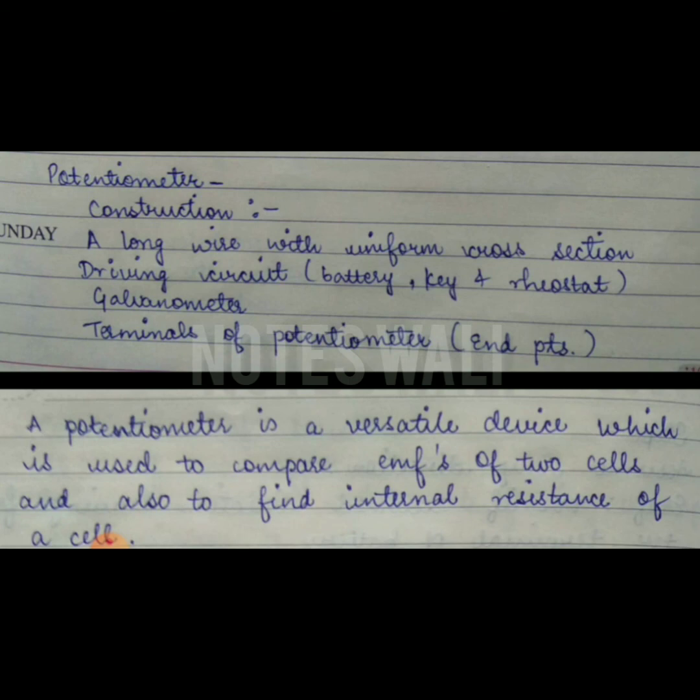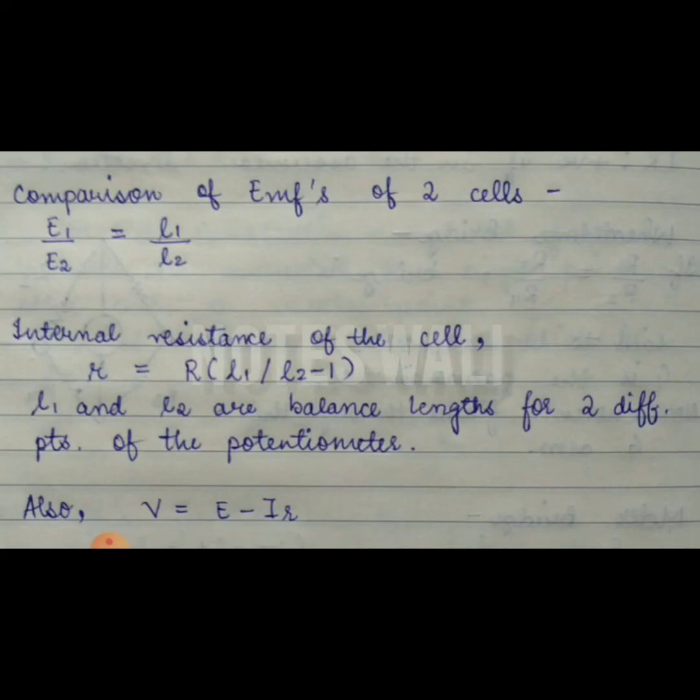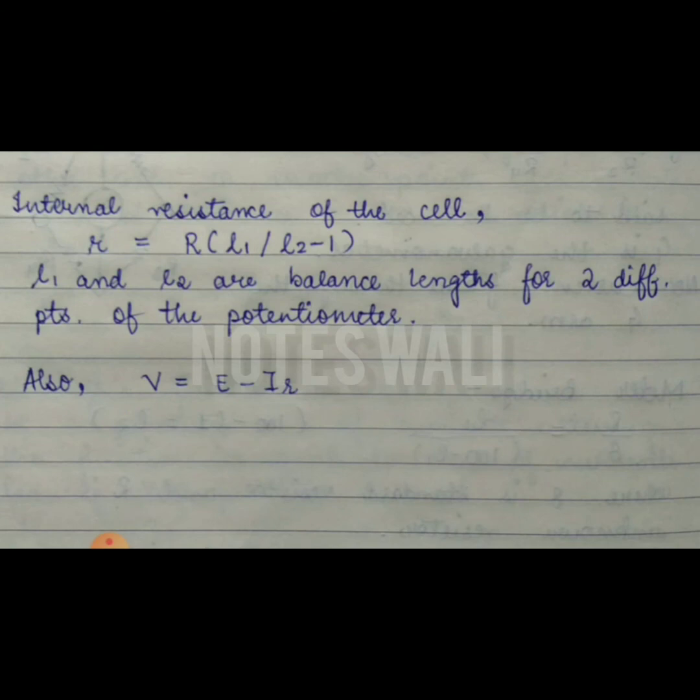And lastly we have the potentiometer, which is a versatile instrument used to compare EMFs of two cells and also to find the internal resistance of a cell. The material for its construction is given here, you can look for it. The comparison of EMFs of two cells is done by E1 by E2 equals L1 by L2, and the internal resistance of the cell is given by small r, which is equal to capital R into L1 divided by L2 minus 1, where L1 and L2 are balanced lengths for two different points of the potentiometer. One more formula you have to remember is V equals E minus I into small r.